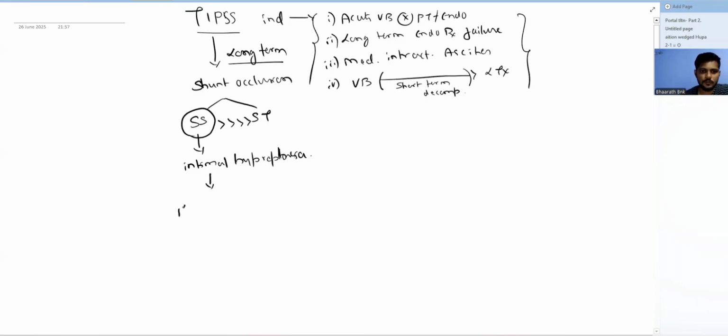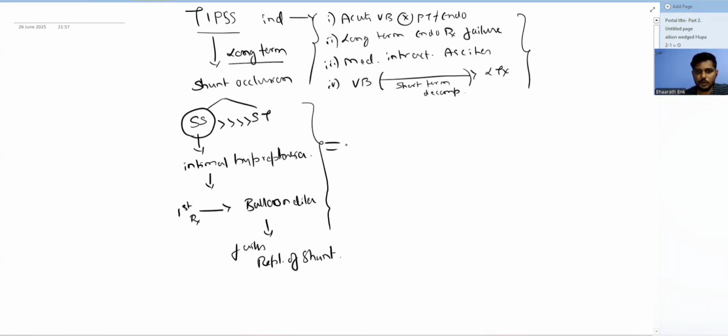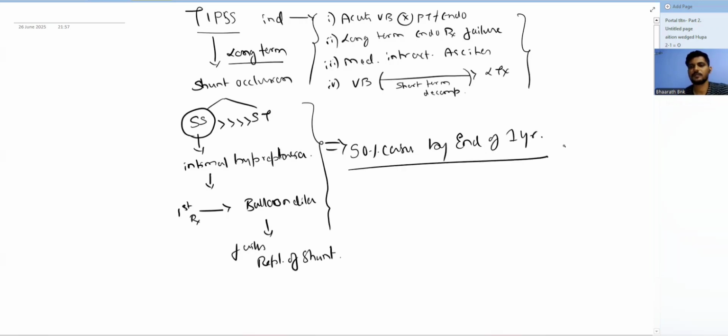So in such cases, the first line of treatment would be to do a balloon dilatation. And if balloon dilatation fails, you can go ahead with the replacement of the shunt, right? Now this shunt occlusion occurs in about 50% of cases, about half the cases, by end of 1 year. So by end of 1 year, about half the cases treated with TIPS undergo shunt occlusion, right? So this is about TIPS.